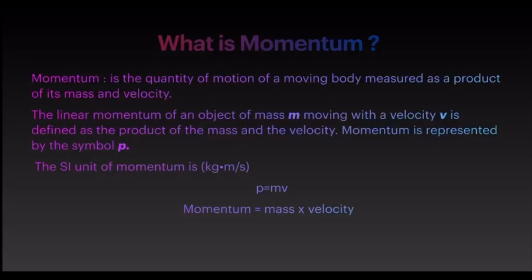Momentum is represented by the symbol p. So p equals mv, or momentum equals mass times velocity, which is going to result in the SI unit of momentum being kilograms times meters per second.